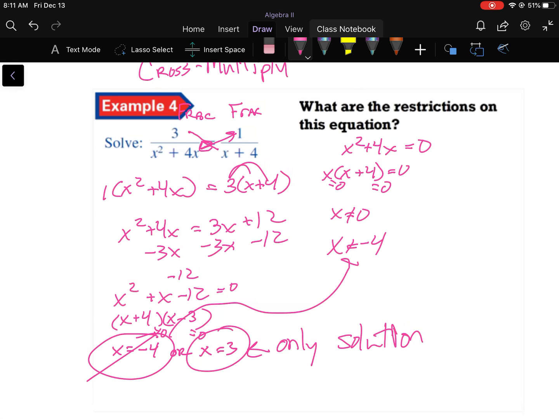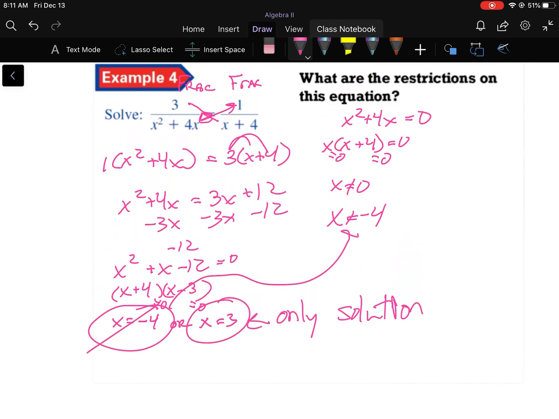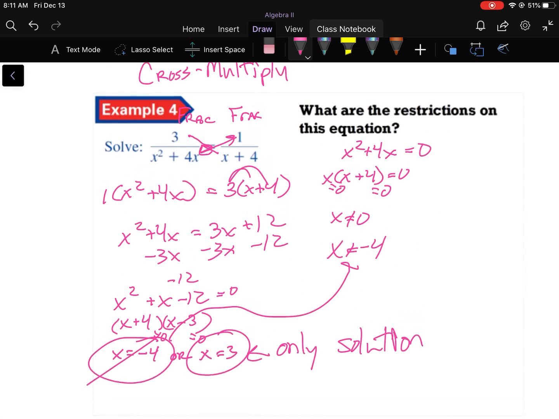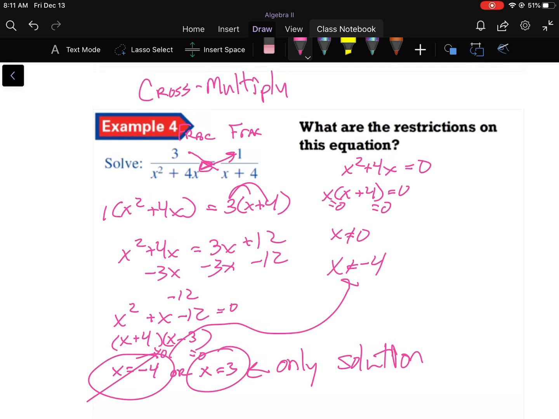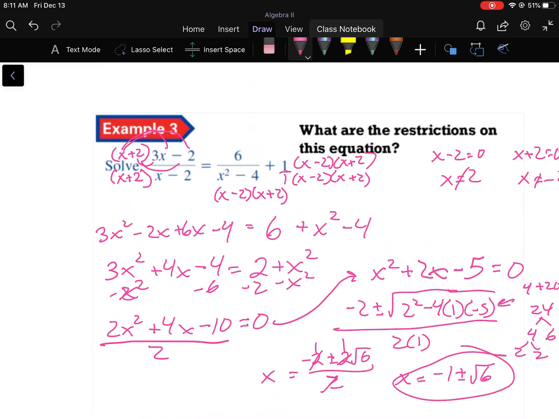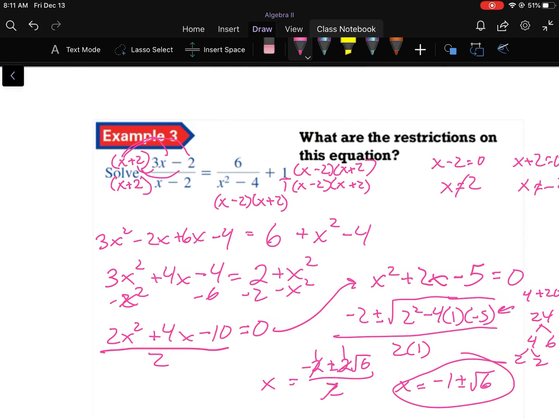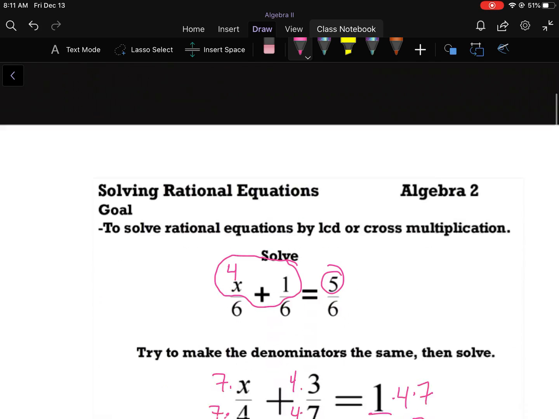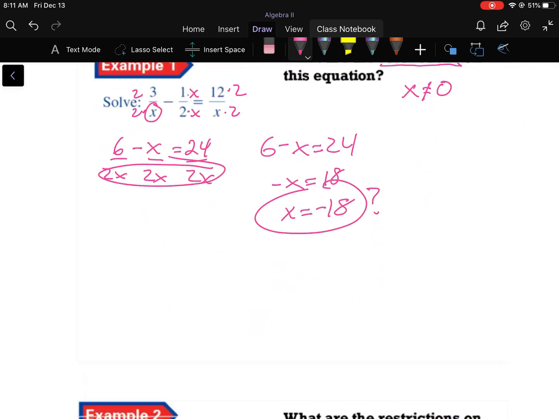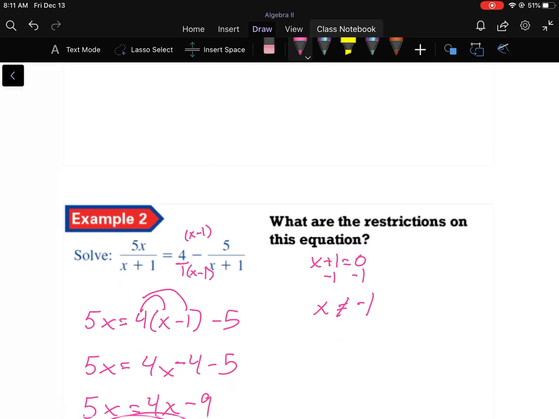So that's solving rational equations. You can either do cross product, but that's only when it's a fraction equal to a fraction. I'm going to go back through these. Here I can't do it because it's not a fraction equal to a fraction. Couldn't do it on example 1. Couldn't do it on example 2. But hopefully this helps.